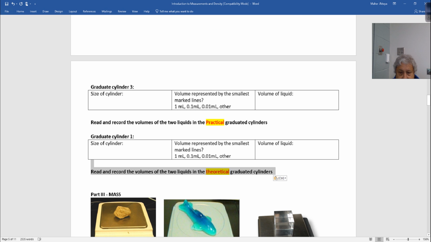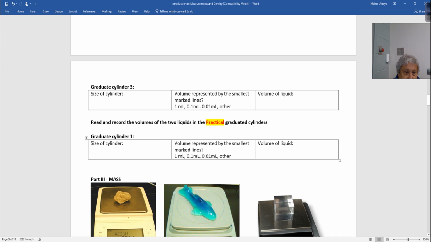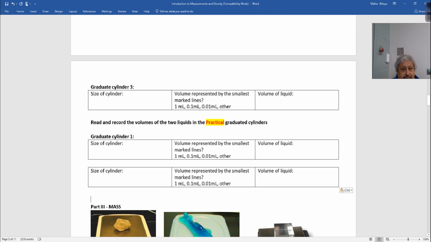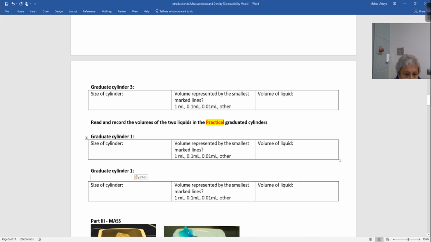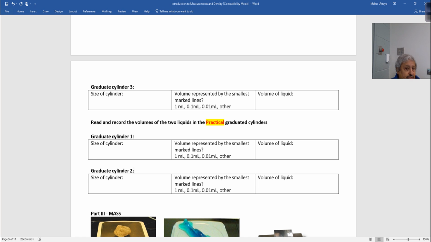No, it is not going to take it. But let me copy and paste. Okay, guys, I'll put this one for you here. Now, this one here, guys, listen. This is graduated cylinder number 1. Copy it. And this one here is graduated cylinder number 2. Okay, guys, so here it is. I'll put this one here for you.